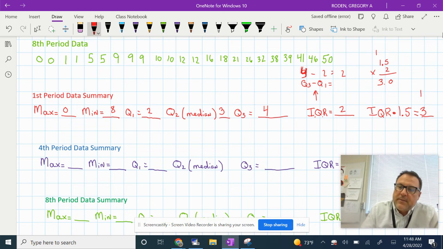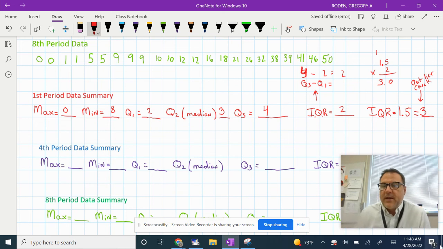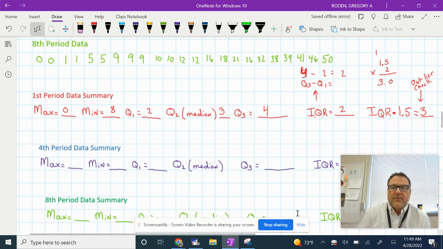Now, why do I do that? The IQR times 1.5 is an outlier check. That helps me decide if I have an outlier or not, and I want you to write all of this down. Okay, so now I'm going to go and graph this.